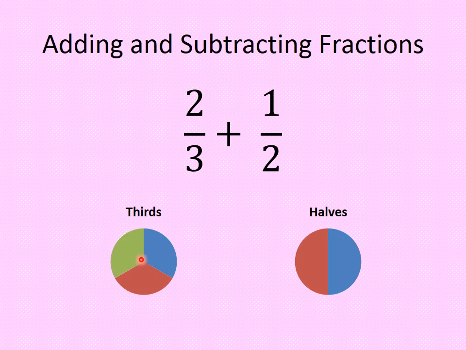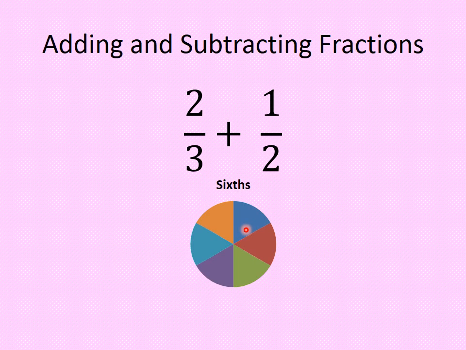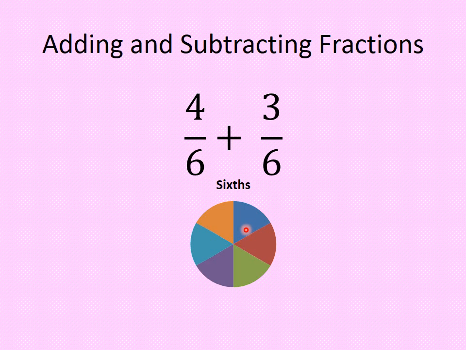So if you look here, these are thirds and these are halves. I cannot total that up because they are different things. We have to be able to change them into something that's equivalent to each other. Now both 2/3 and 1/2 can be expressed differently in sixths. 2/3 is the same as 4/6, and 1/2 is 3/6.